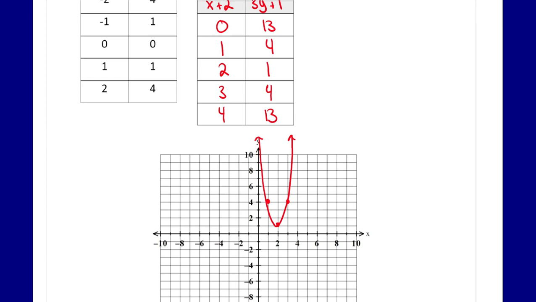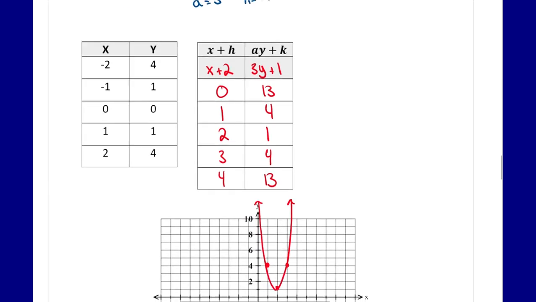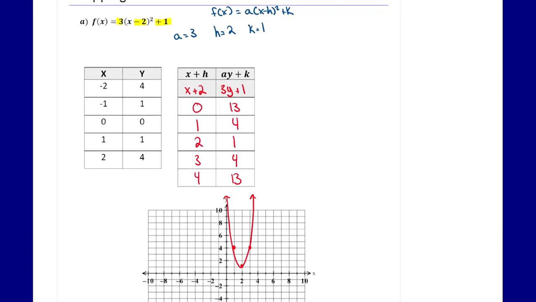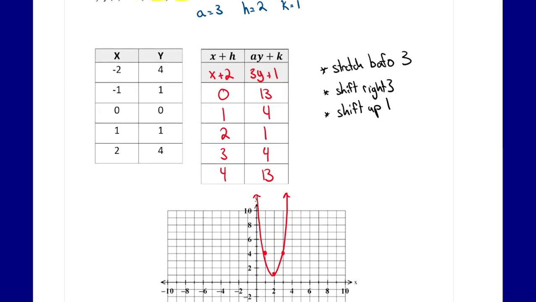If I needed to, I could then state what the transformations are, going back to the a, h, and k. Here we have a stretch by a factor of 3. We shift right 2, and we shift up 1. So using the mapping notation, I was able to sketch the graph, and then I can go back and state what the transformations are just for my reference, and I should see that in the graph as well.